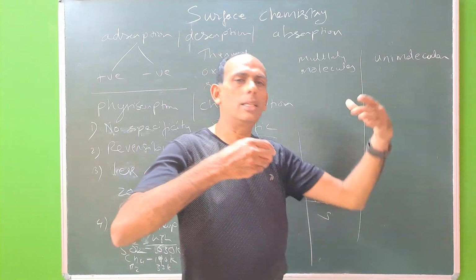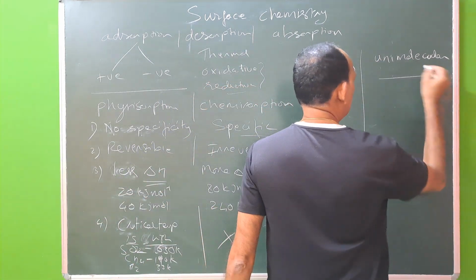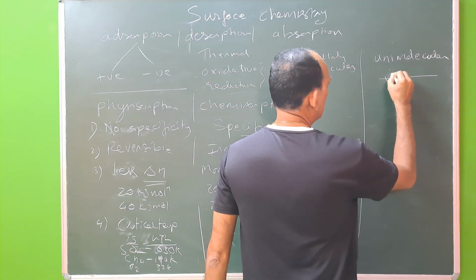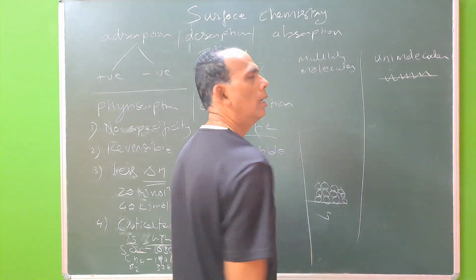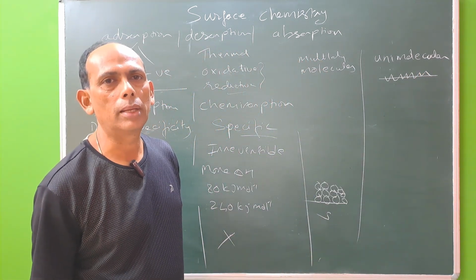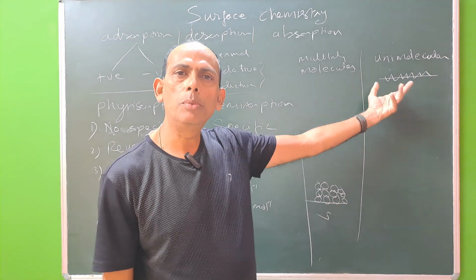Here it's just a chemical reaction. There is one substance, there is another substance here, just one reaction, that's it, and then the chemical bonding is taking place, right? In this case, it is unimolecular.